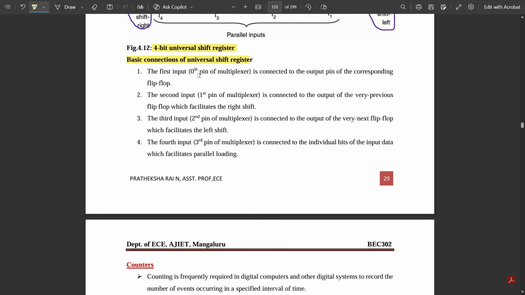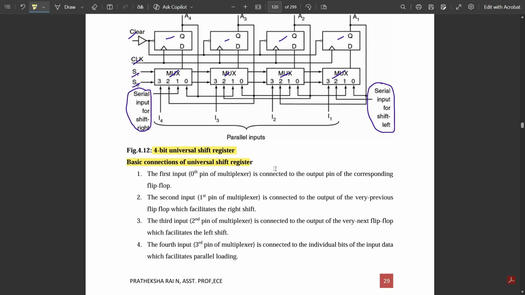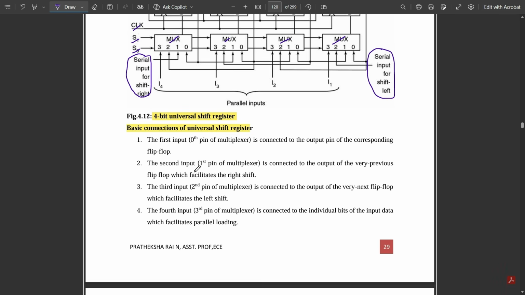Firstly, the basic connections. The first input, the zeroth pin of the multiplexer, is connected to the output pin of the corresponding flip flop. From this pin 0 it is given back to the output, so this is the first output A4. The second input, that is the first pin of the multiplexer, is connected to the output of the previous flip flop, which facilitates the right shift.